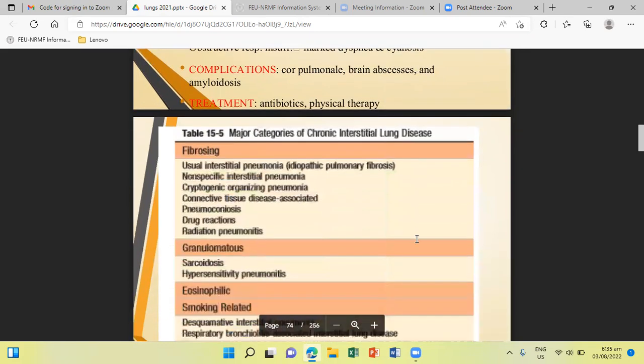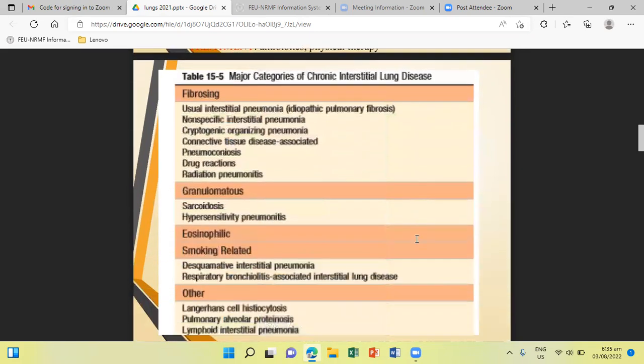So, let's now move to the next topic, but I'm going to give you a 5-minute break before we proceed to interstitial lung disease.